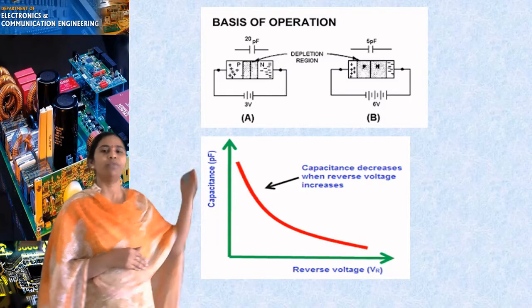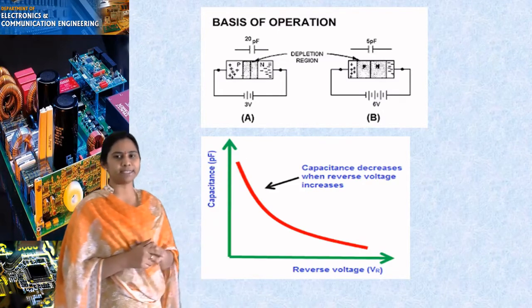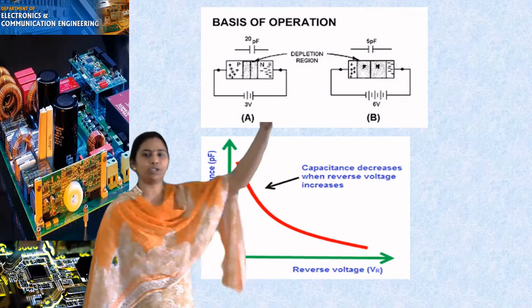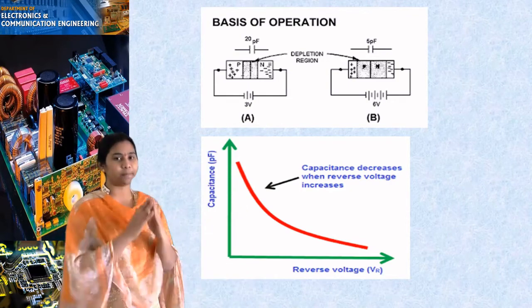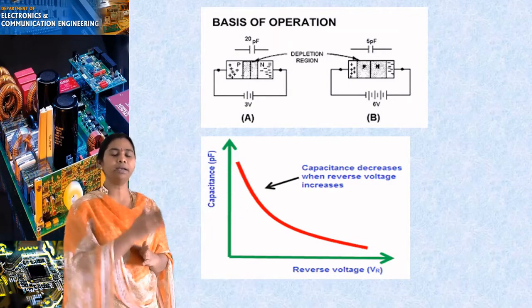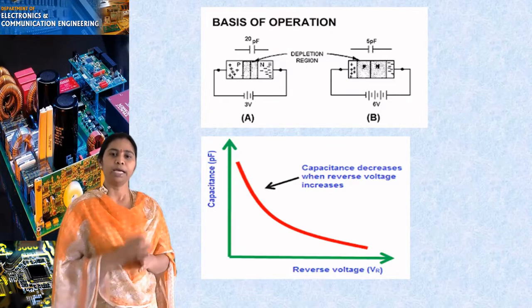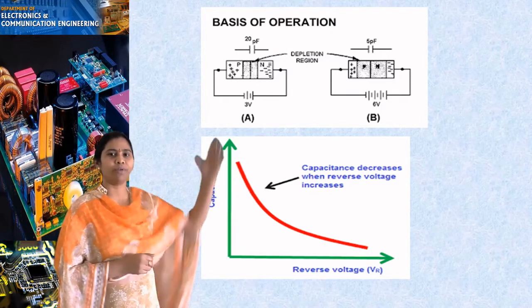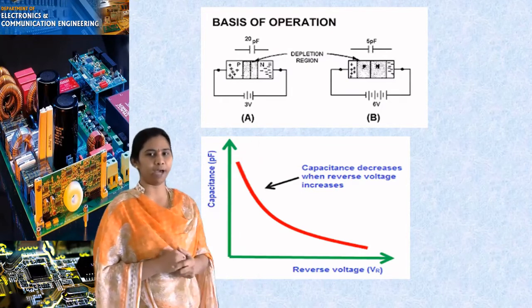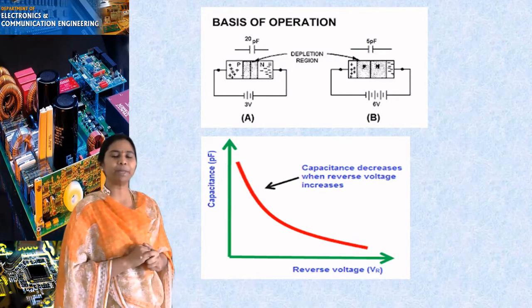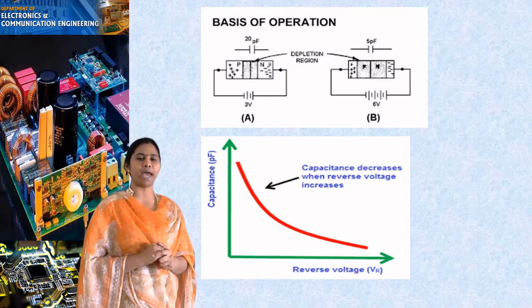So now, with the increase in the reverse bias voltage from 3 volts to 6 volts, you will see an increase in the depletion layer width too, but in turn, it decreases the capacitance at the junction from 20 picofarad to 5 picofarad. So, we can represent the characteristics of this varactor diode.